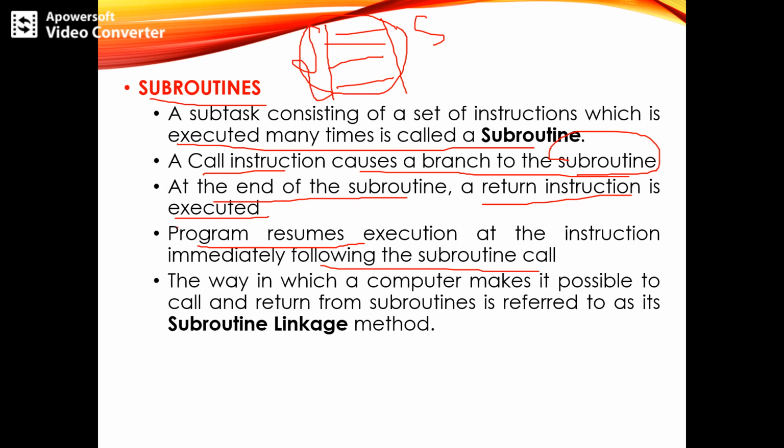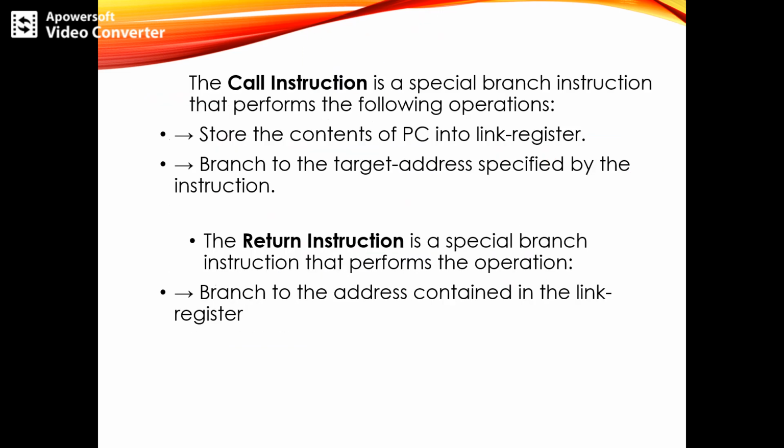The way in which the computer makes it possible to call and return from a subroutine is referred to as its subroutine linkage method. So what is the meaning of subroutine linkage method? It is the process by which a computer makes it possible to call as well as return: how the main program can call the subroutine, and after execution of the subroutine, how exactly it can return to the main program. This is called the subroutine linkage method.